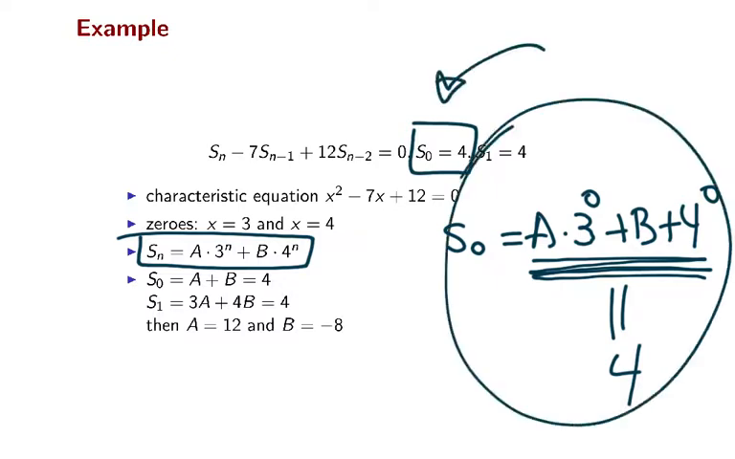And this is an equation. This is an equation that depends on A and B. So simplifying here, 3 to the 0 is 1, so this will be just A plus 4 to the 0 is 1, so we just get A plus B. And so that's where this first equation comes from. S0 equals A plus B equals 4.